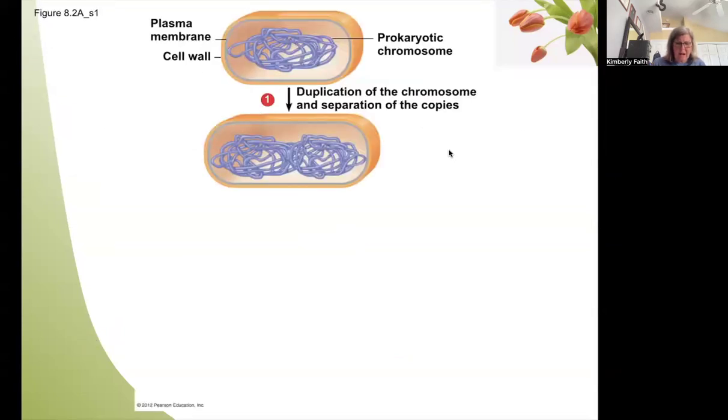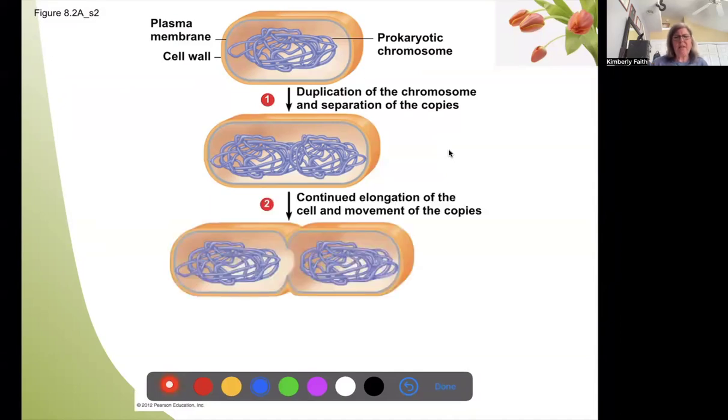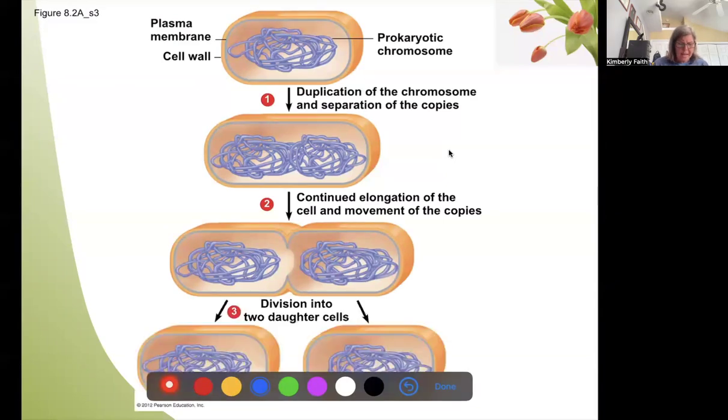First of all, we're going to make a copy of the DNA, and generally they stick or tack to the cell membrane right here, so that as the cell elongates, it pulls them apart. And you can see how now we have one on each side, and it's going to elongate and then pinch in the middle and split in half, and now we have two identical daughter cells.